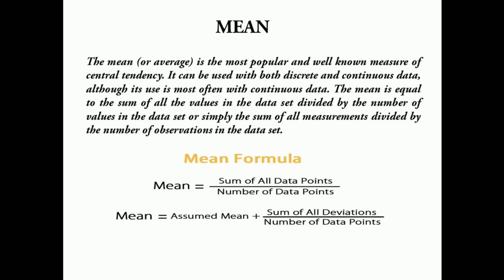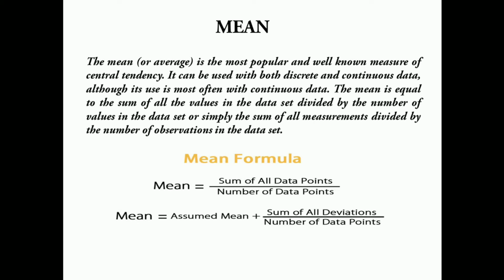Although its use is most often with continuous data, the mean is equal to the sum of all values in the data set divided by the number of values in the data set, or simply the sum of all measurements divided by the number of observations in the data set. Mean formula: mean equals sum of all data points divided by number of data points, or mean equals assumed mean plus sum of all deviations divided by number of data points.